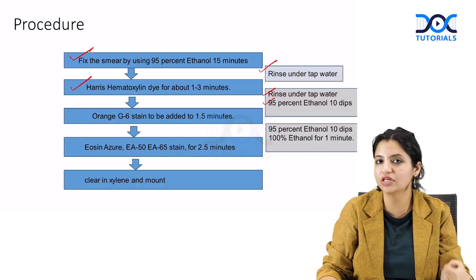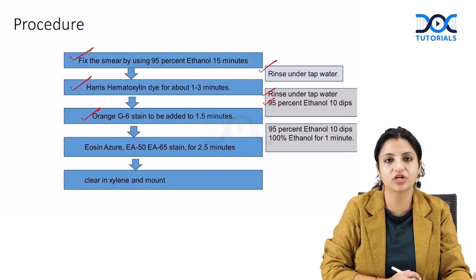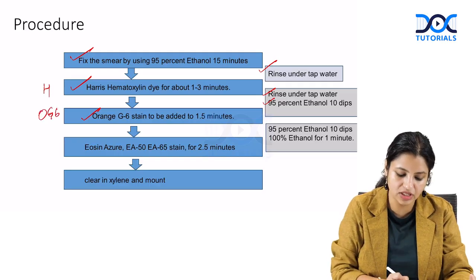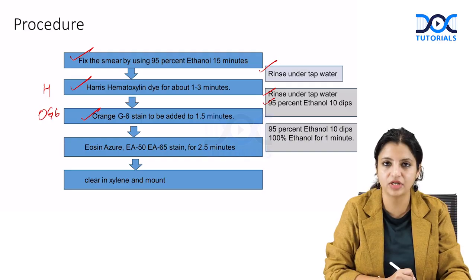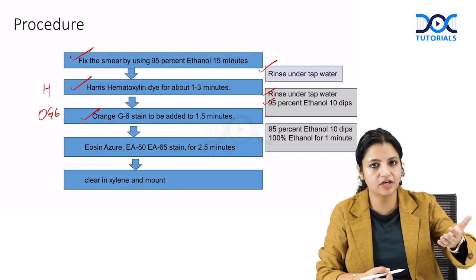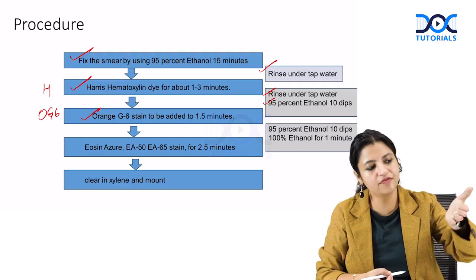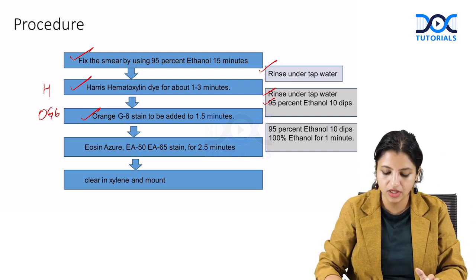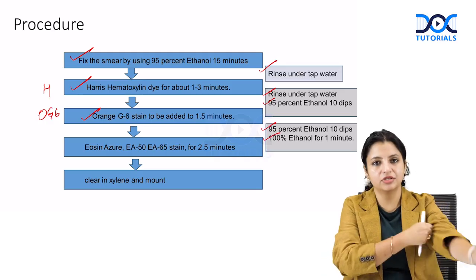After hematoxylin, what was the next dye? All of you know, orange G6, OG6. So then we add OG6 for 1.5 minutes. Now we have already dehydrated in 95% ethanol. Again we dip in 95% ethanol, and we take it to 100% ethanol for 1 minute.